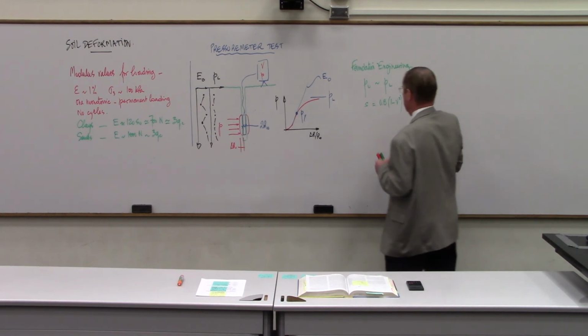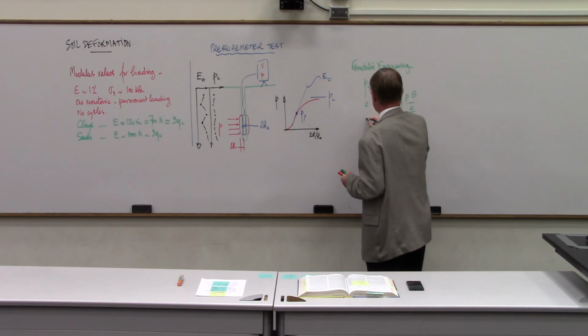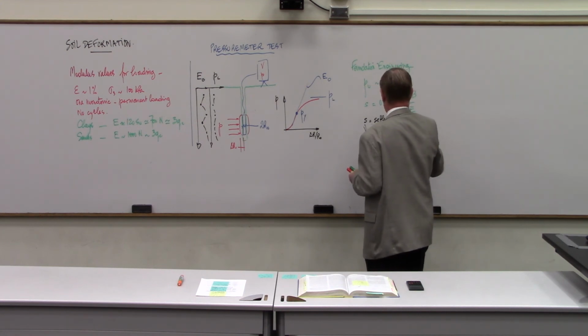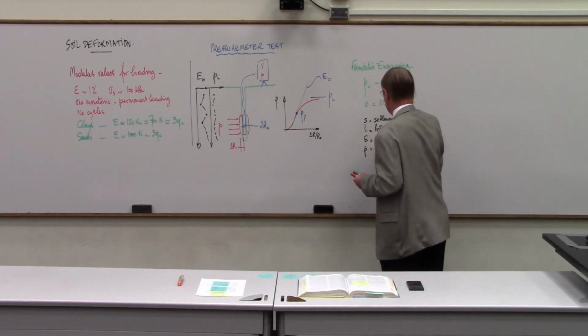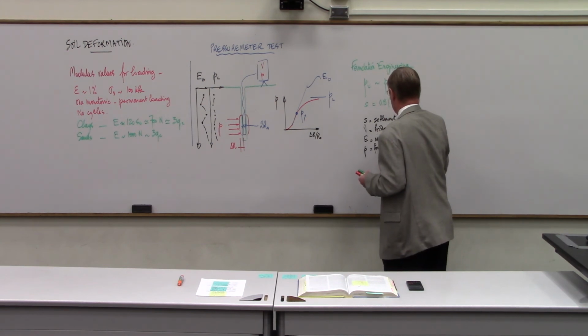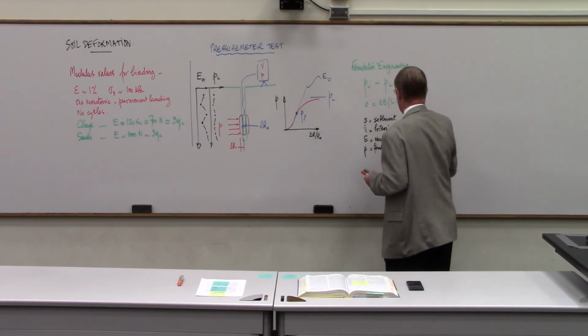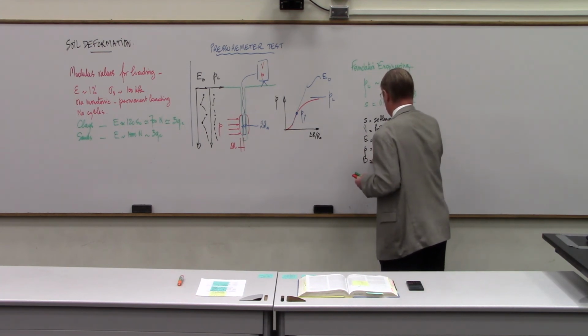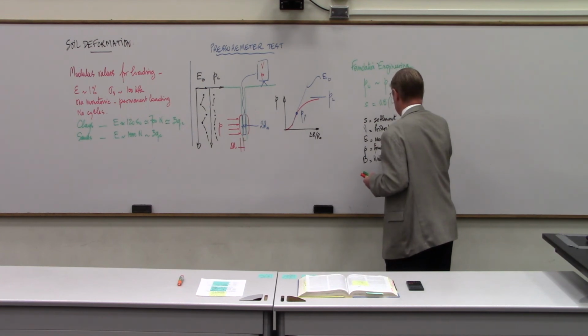S is the settlement. Nu is Poisson's ratio. E is modulus. P is foundation pressure, the pressure that exists between the foundation and the soil. And B is the width of the foundation.